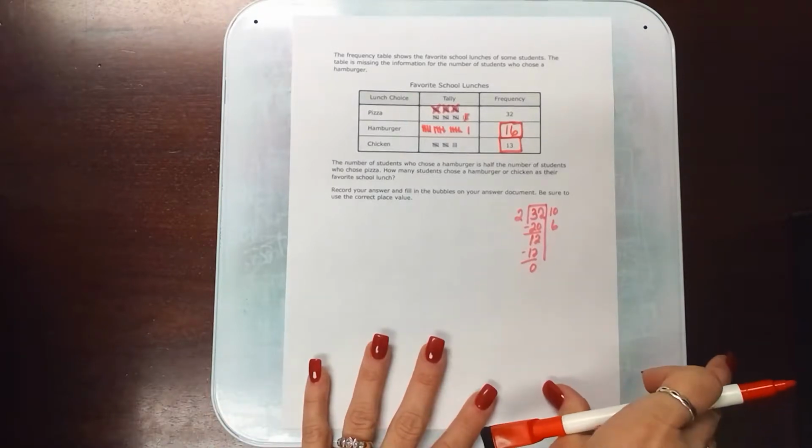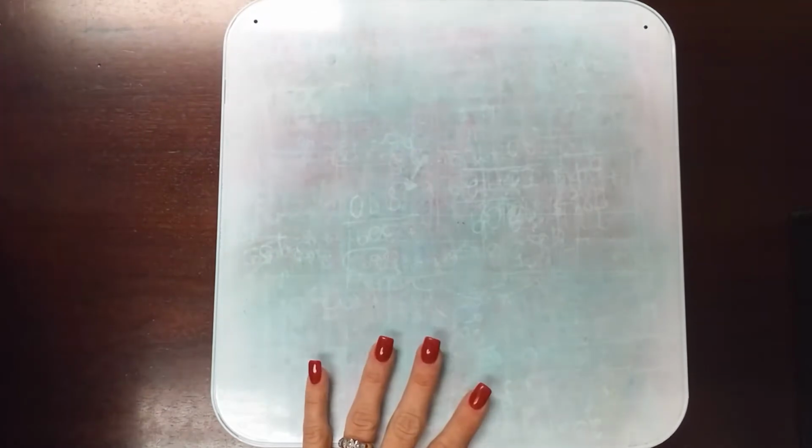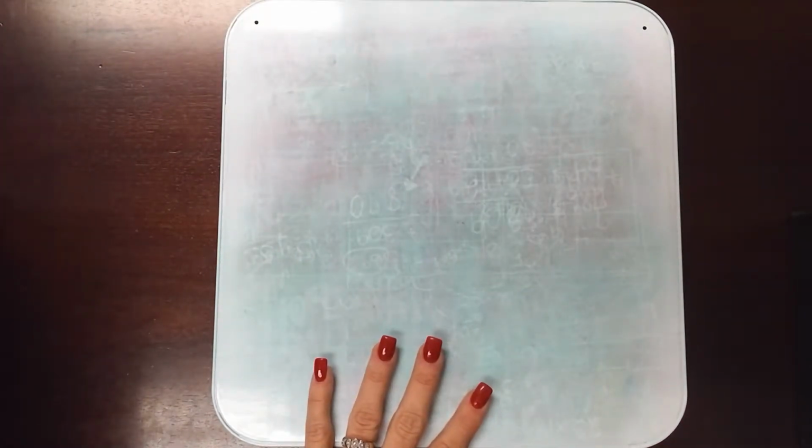Okay, so that one was all about reading a frequency table and understanding what the problem is asking them. So let's move on to a dot plot.